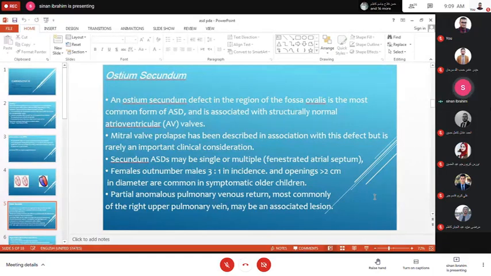Another association with the ASD secundum is partial anomalous pulmonary venous return, usually of the right upper pulmonary vein. This finding we usually find by echo. If it is difficult, or if we do angio in the cath lab, we check the pulmonary veins and we see if there is any anomaly in one of them associated with ASD.